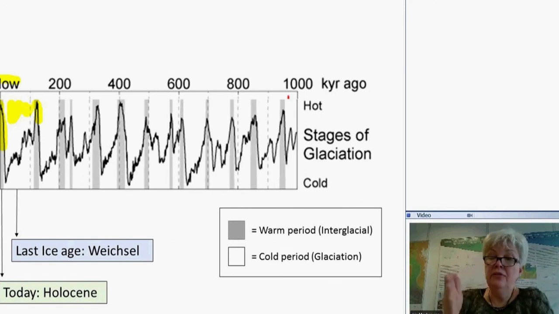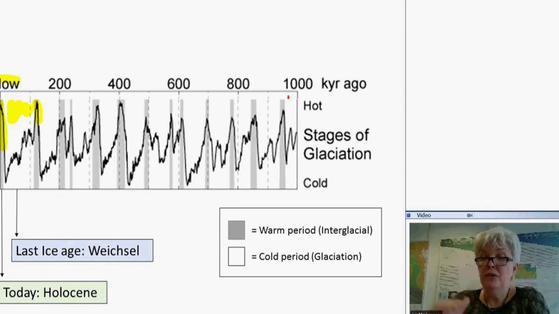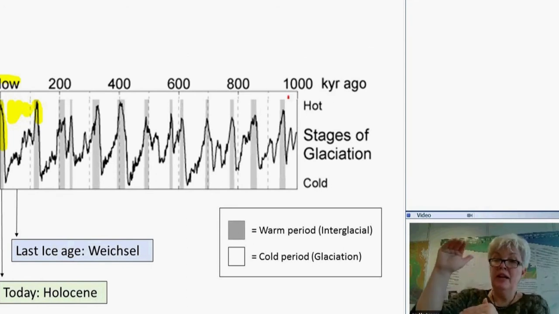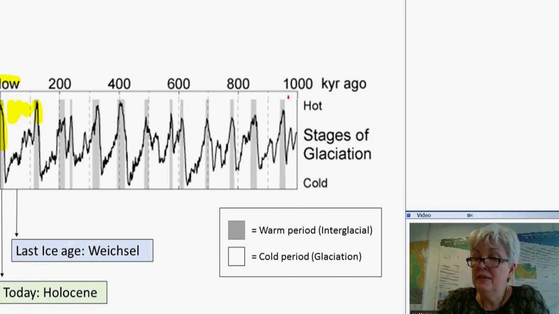And the whole figure goes 1 million years back in time. So when the numbers are high, when the black line is high on the graph, those are the warm, hot periods of the climate, and when it's low, those are the cold stages, and that's where we have the ice ages.